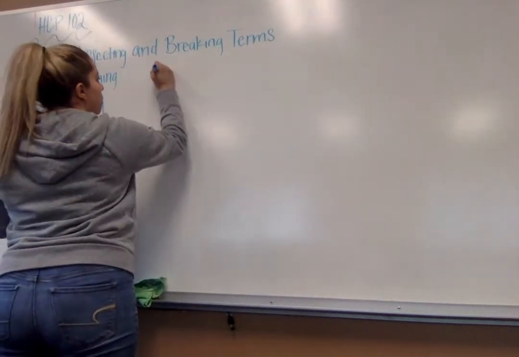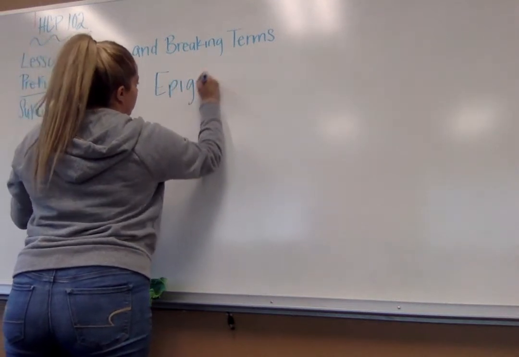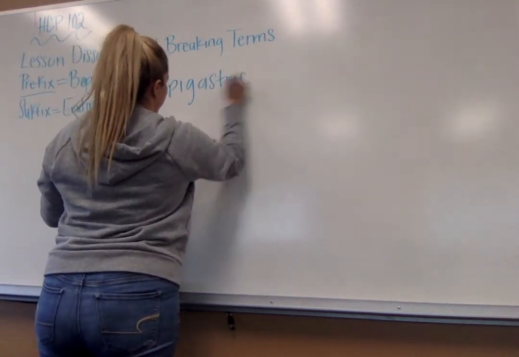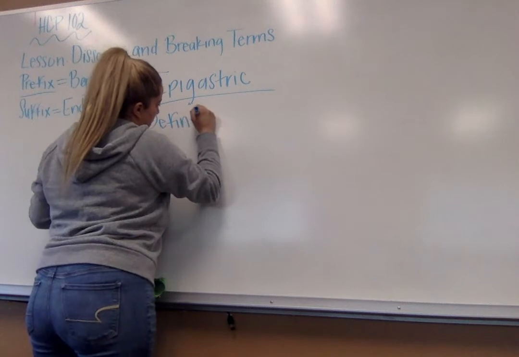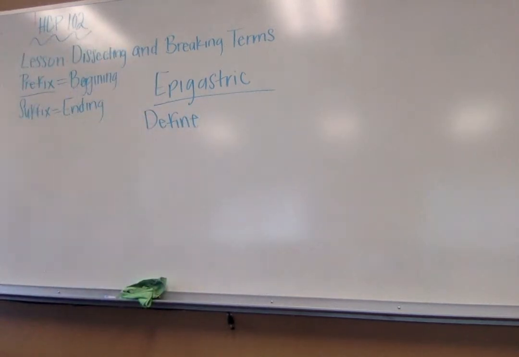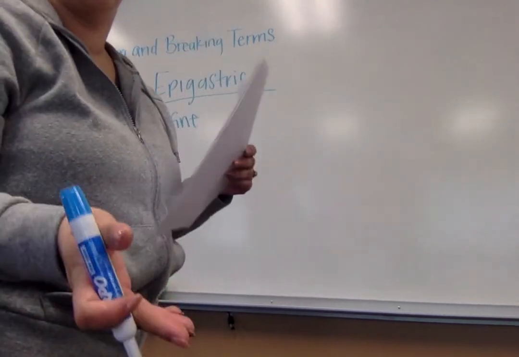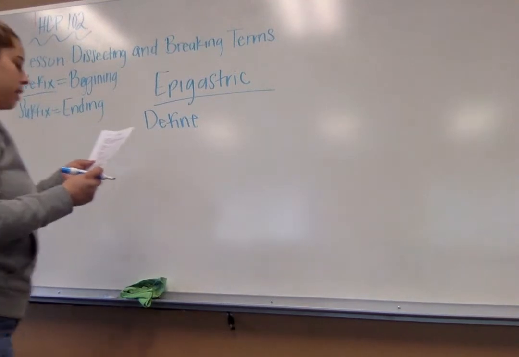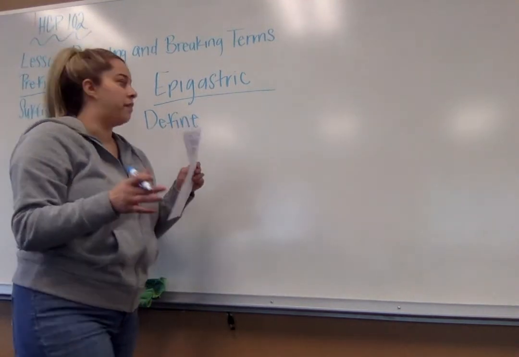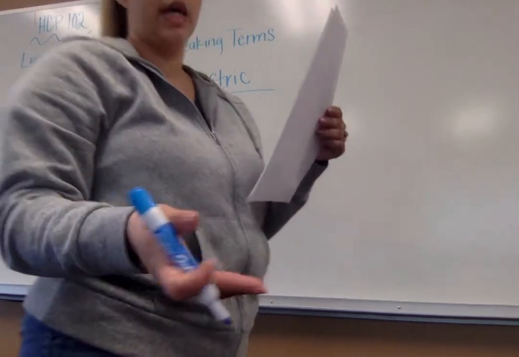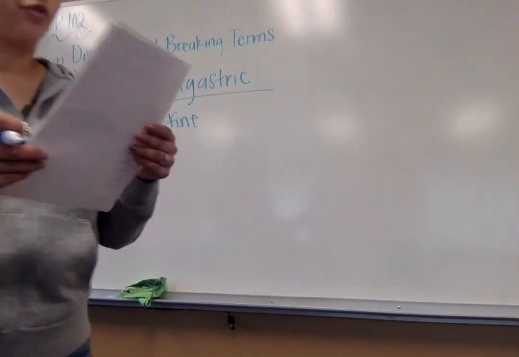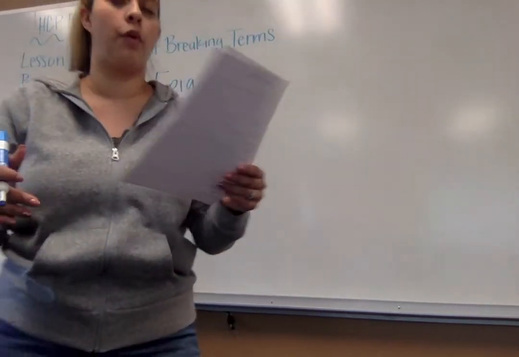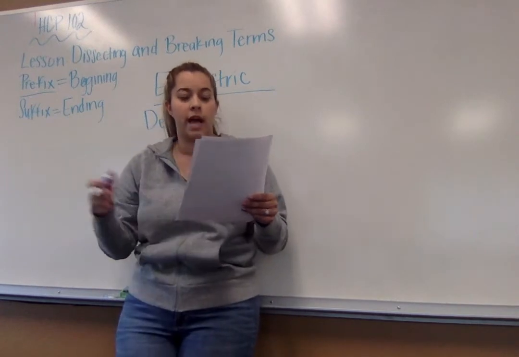So let's find what epigastric means. Define. First you start with the suffix. In our case, our suffix is ik, which means pertaining to the condition of. Second, we have to identify the prefix. The prefix in our case is epi, what you guys saw that I wrote. Epi means upon or over. And third, we have to identify the combining form. In our case, the combining form was gastro, which is stomach.